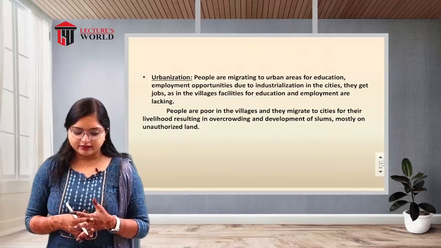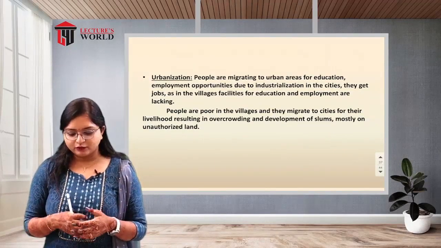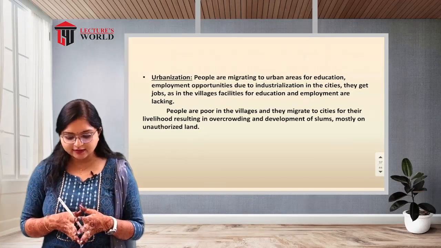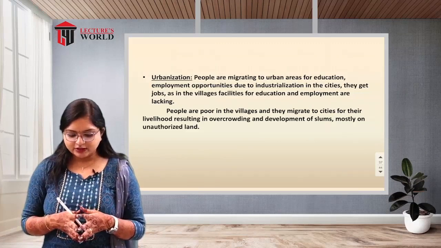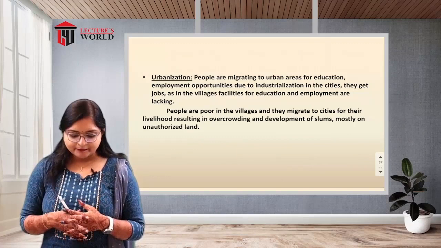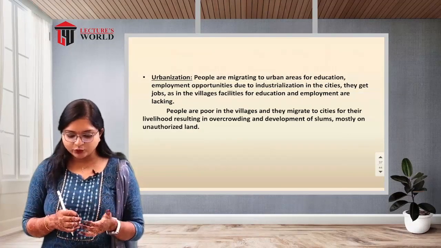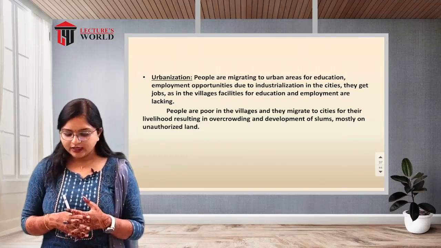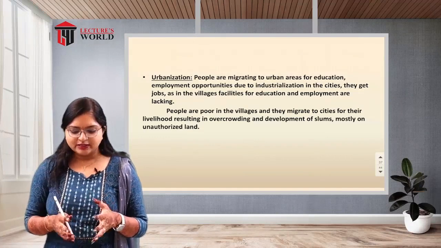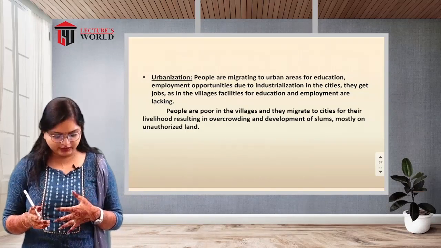The next factor is urbanization. People are migrating to urban areas for education and employment opportunities due to industrialization in the cities. They get jobs, as in the villages facilities for education and employment are lacking. People are poor in the villages and they migrate to the cities for their livelihood, resulting in overcrowding and development of slums, mostly on unauthorized land. So basically, urbanization is a problem which can affect the environmental health.